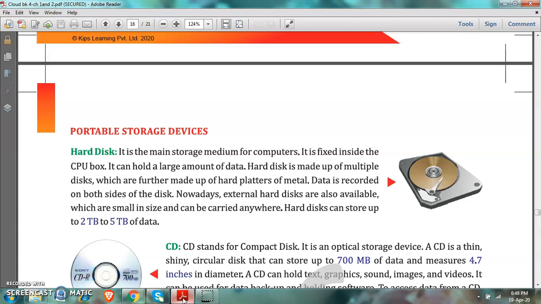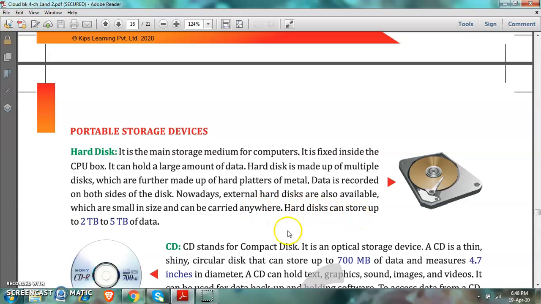Nowadays, external hard disks are also available, which are small in size and can be carried anywhere. See, the hard disk shown here is fixed inside the CPU. But now external devices are also in the market, which are very small in size and can be carried anywhere. So there is no need of fixing them inside the CPU.